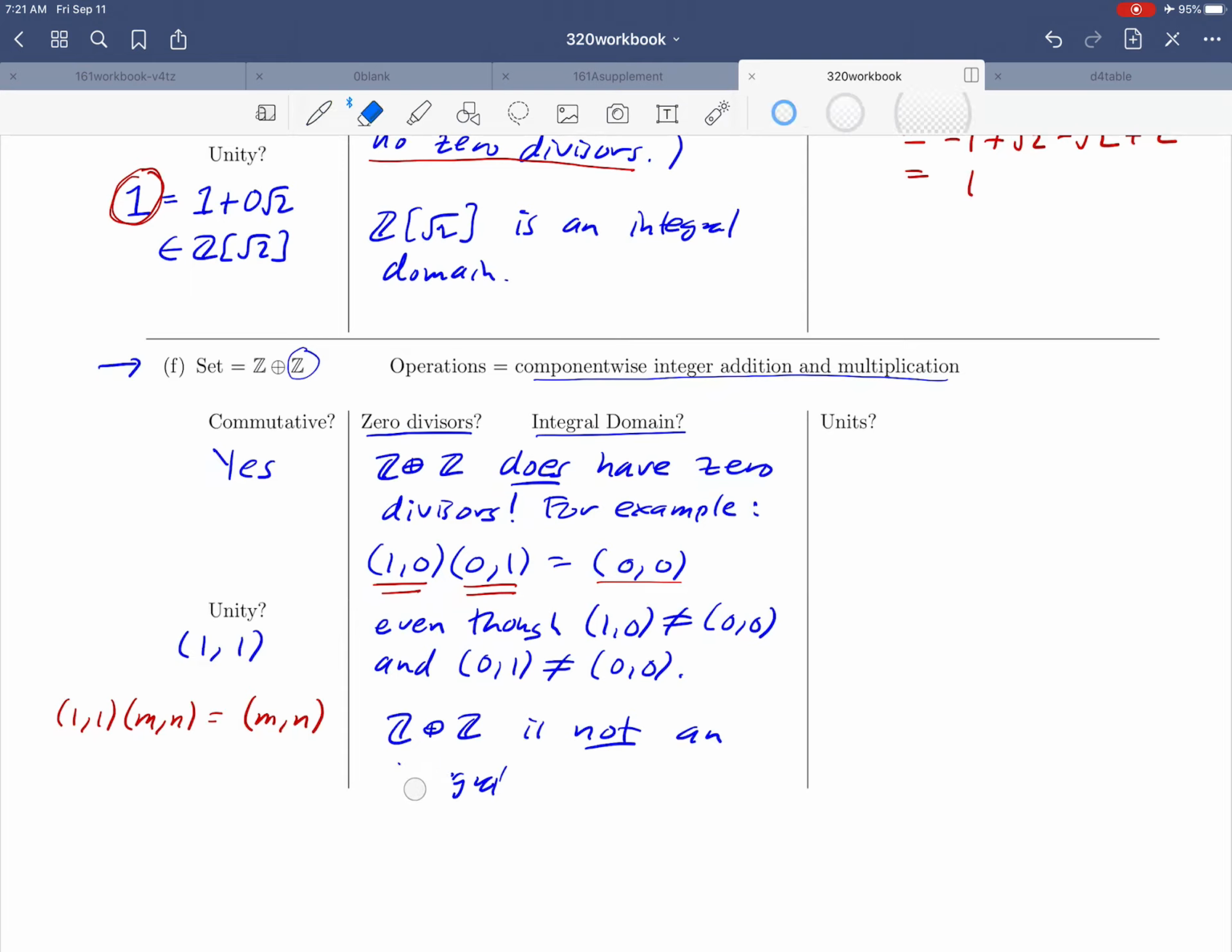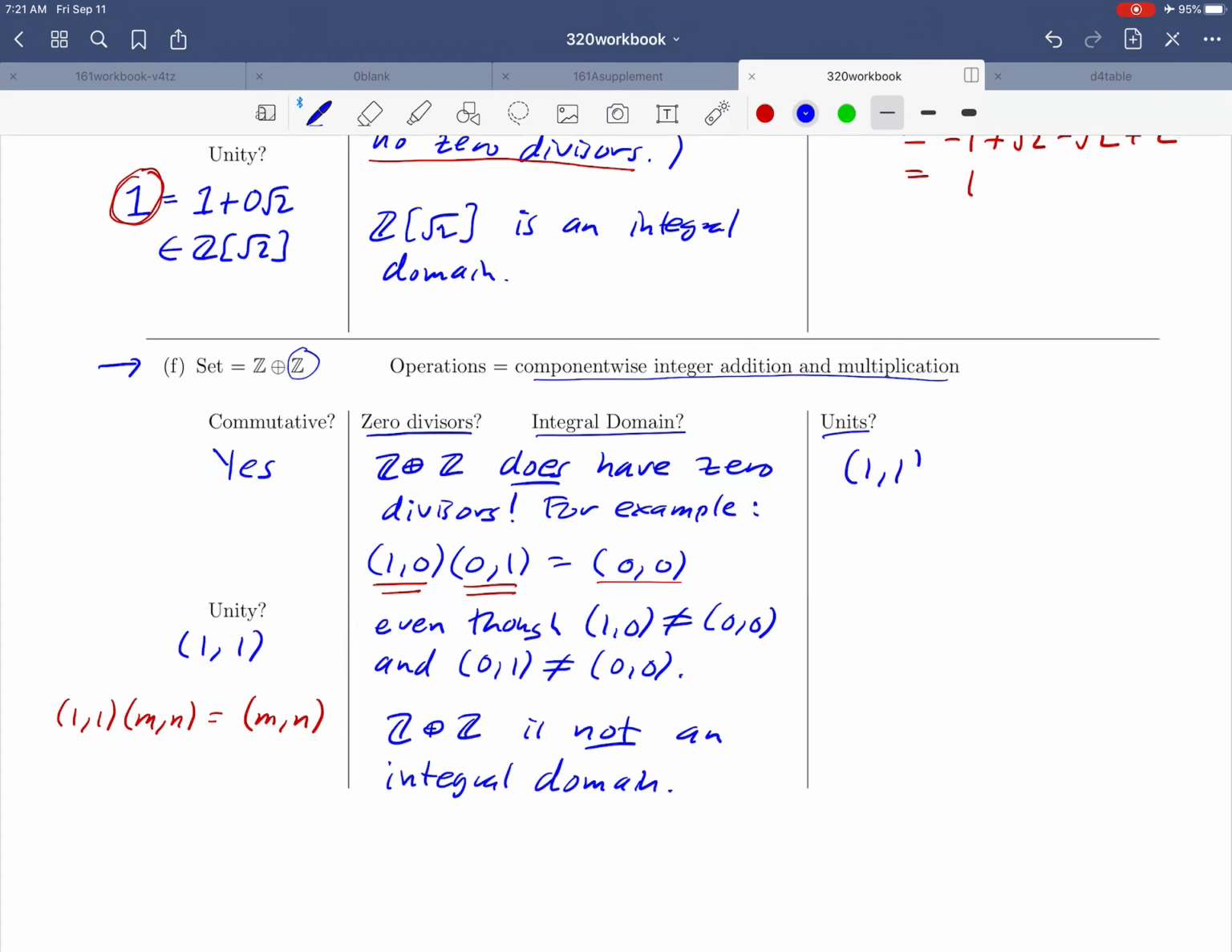Okay, and if you think about this a little bit, you can kind of play this same game with any product of two rings. You can find zero divisors in this way. Okay. And then the question of units. I'm going to go ahead and list the units in this ring and let you think about why these are the only ones.